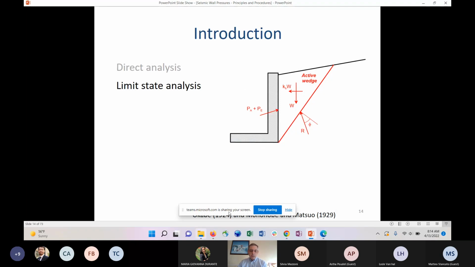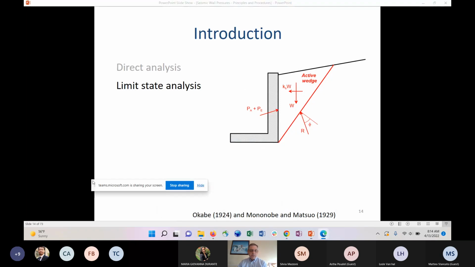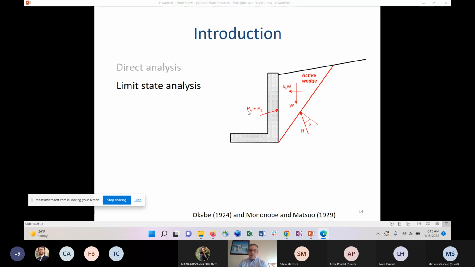So for more routine use, we use so-called limit state analysis. And in the limit state analysis, it's very much like a static analysis. You have a wall, you have an active wedge behind. In the absence of an earthquake, you would have the self-weight of the wedge, a reaction force on the base of the wedge, and then the wall produces the active force that keeps this wedge in equilibrium. So that would be the PA. When an earthquake comes along, it's represented by a horizontal seismic coefficient, and you get an additional increment in the earth resultant PE, the wall resultant.